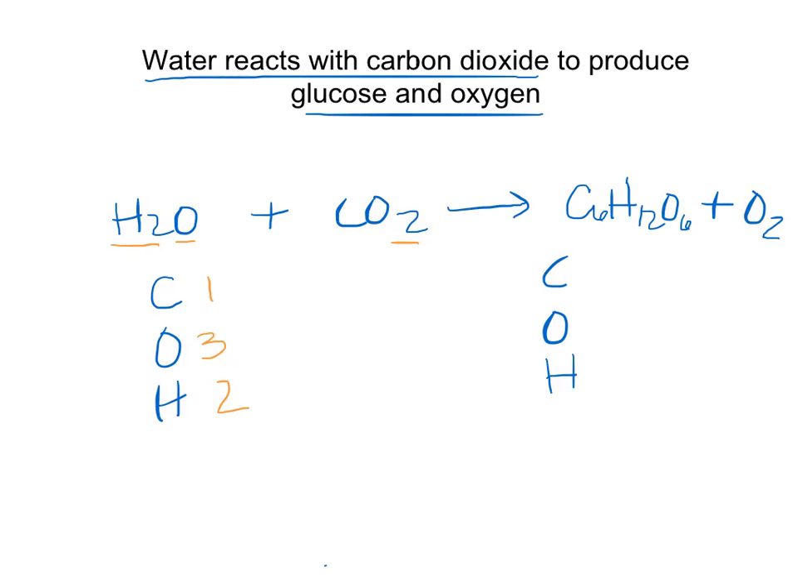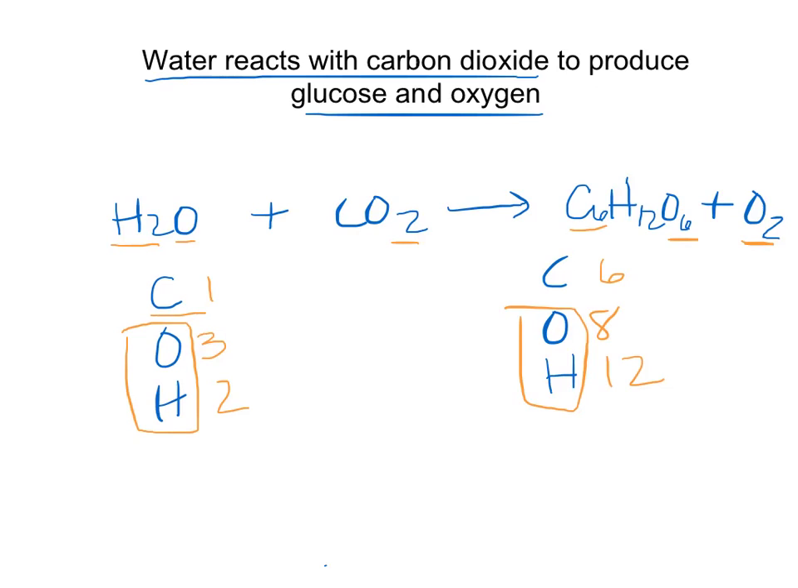Then if I look on the product side, I have 6 carbon, I have 6 oxygen plus 2 more, so that's going to give me 8, and then I have 12 hydrogens in all. So remember, when I go to balance a chemical equation, I usually want to save oxygen and hydrogen for last. It just makes things easier.